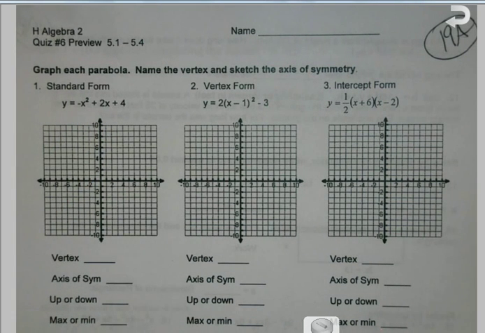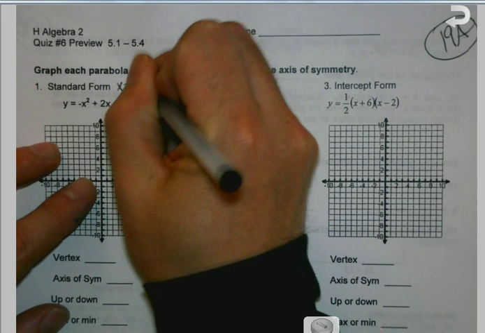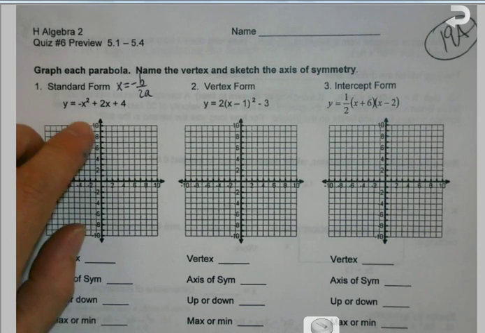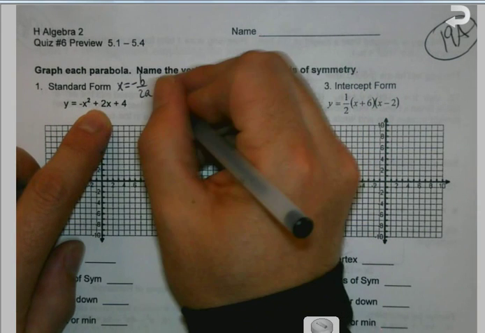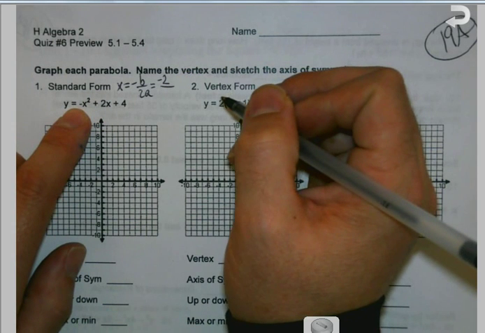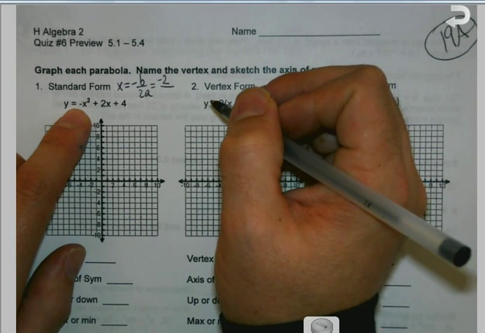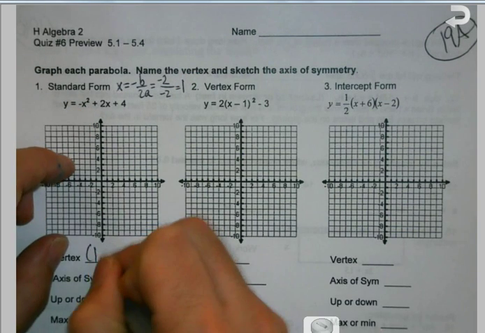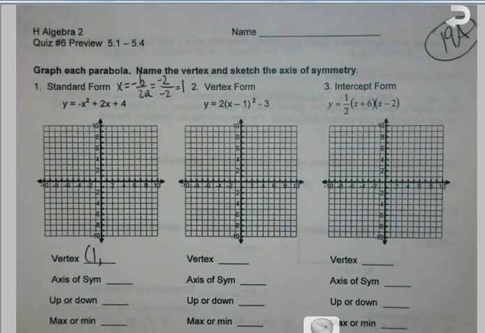Now remember, when we're graphing parabolas, especially when they're in standard form, I've got to be able to figure out my center point, my vertex, right away. Again, the way we do that is by using the negative b over 2a to find my x value. So here, my negative b, or my opposite of b, would be negative 2, over 2 times a, my a value being negative 1 because of the negative in front of my x squared. So 2 times negative 1 would also be negative 2, which gives me an x value in my vertex of 1.